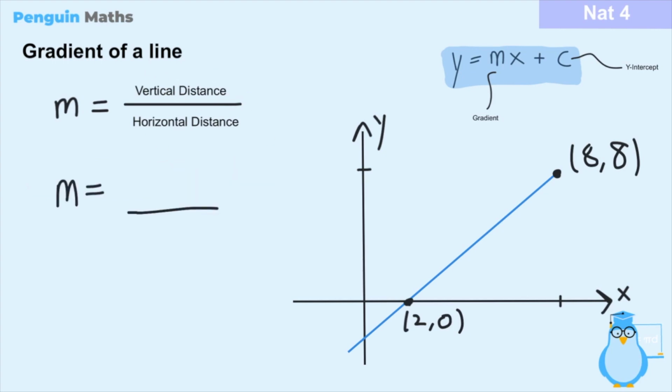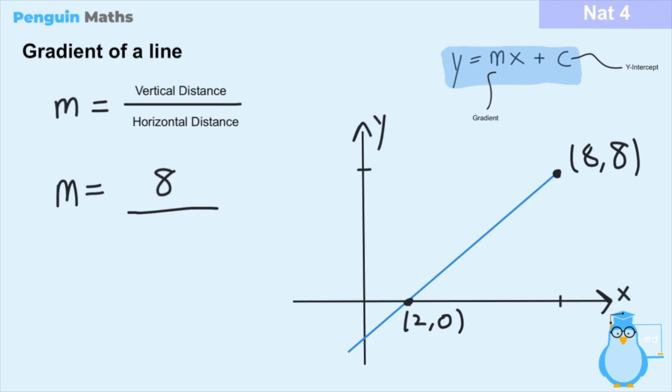So first of all we have to calculate the vertical distance between these 2 points, and that is the distance up and down. Well, we can see that this point still lies on the x-axis and this one comes up to 8 on the y, so we can see that the vertical distance or the distance up and down is also 8.